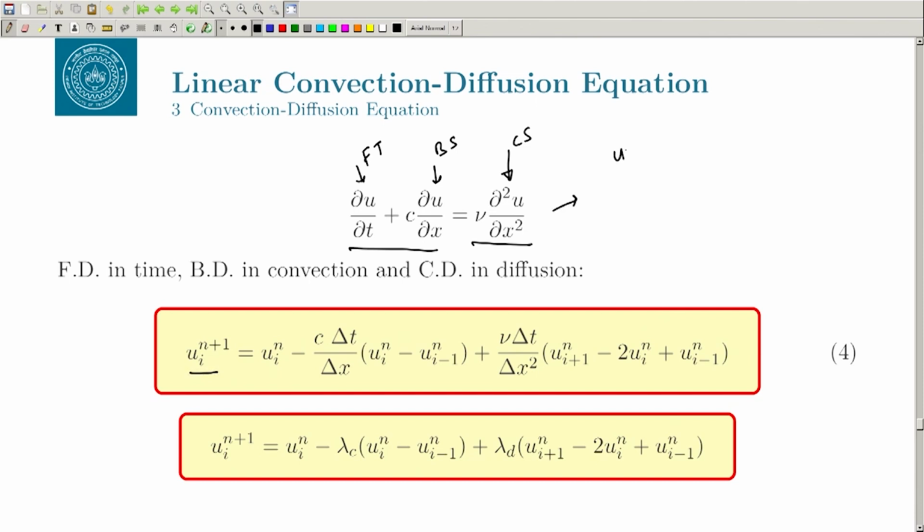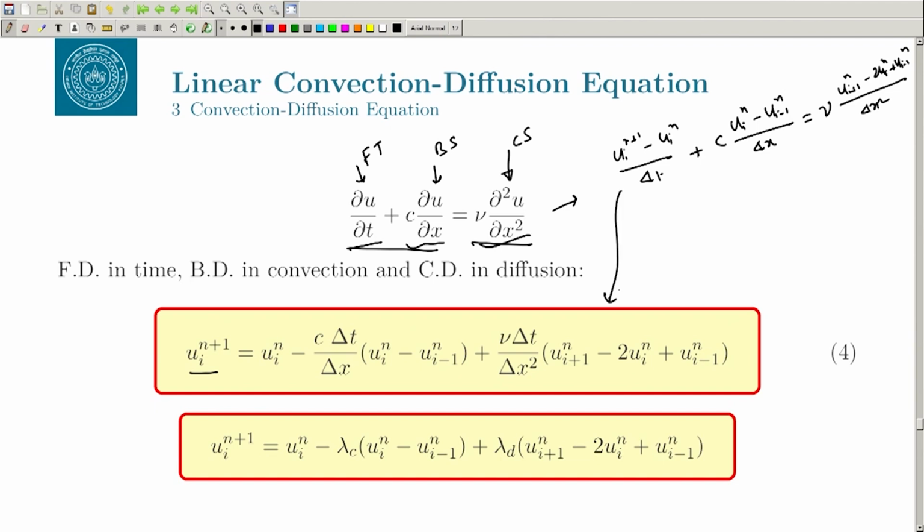So, if you do that, (u_i^(n+1) - u_i^n) by delta t, that is the first term, plus C (u_i^n - u_(i-1)^n) by delta x, that is your second term, is equal to nu (u_(i+1)^n - 2 u_i^n + u_(i-1)^n) by delta x square, okay, that is your third term. And you reorganize this equation, and you get this in terms of n plus 1. Remember, always try to keep your n plus 1 on the left hand side and all the things which are known at the given time on the right hand side, and from the right hand side you calculate the left hand side.